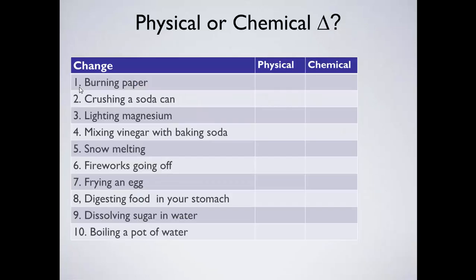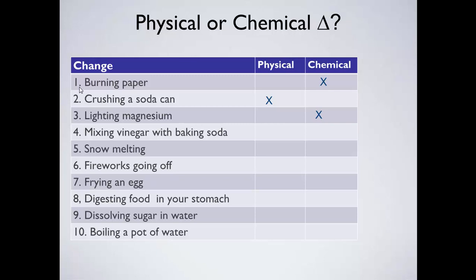So let's do this little checkbox. You tell me what you think. Zainab, burning paper. Which one are you going to say? Physical? Actually, burning anything is chemical. How about crushing a soda can, Nate? Physical. That is a physical change. How about lighting magnesium? That means like burning magnesium. Lily? Chemical. That is a chemical change.